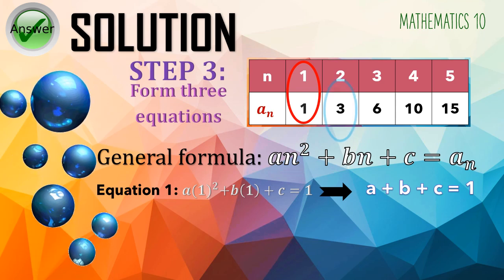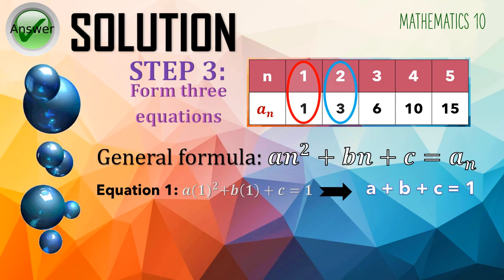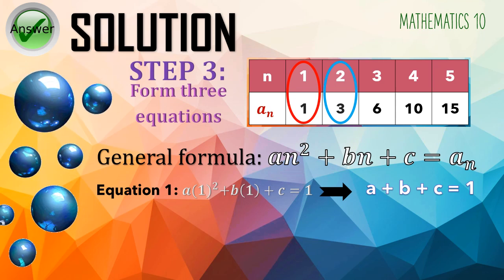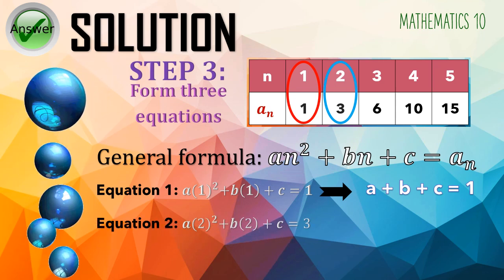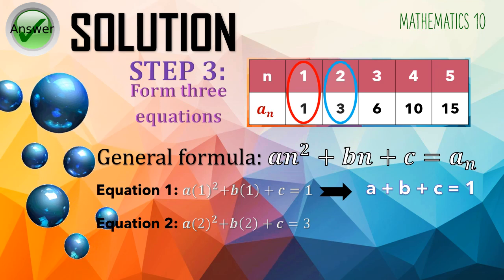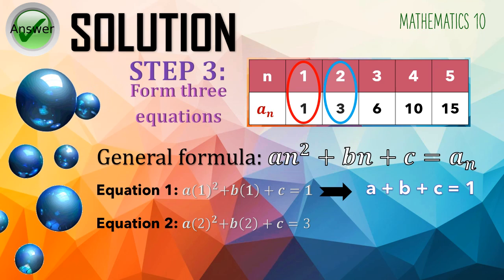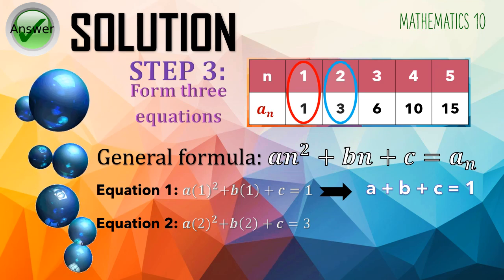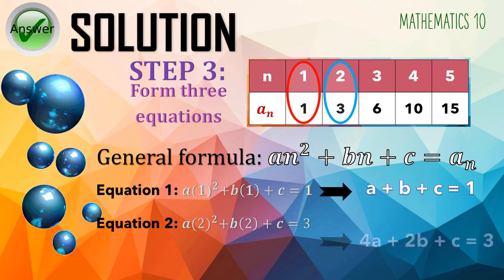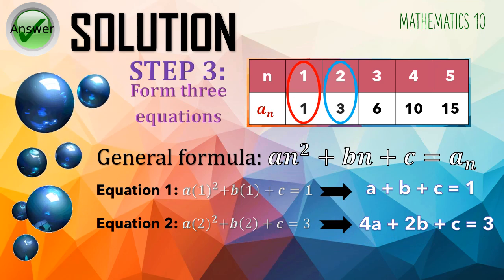Okay, for equation 2, same process, but we are going to look at the second pair. So substituting n equals 2 and a sub n equals 3, and then simplify. 2 squared, it's 4, 4 times a, it's 4a, then 2 times b, it's 2b, and copy the remaining terms.